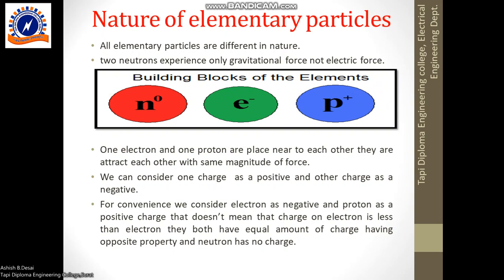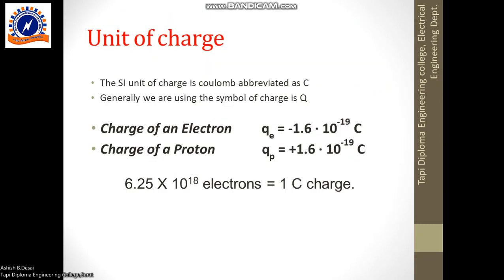And the neutron has no charge. So that is the concept of charge. Now, what is the unit of charge? How can we measure the charge? To measure the charge, we use the unit called the coulomb. Now, how can we define 1 coulomb charge?